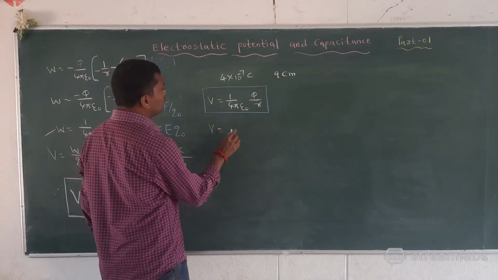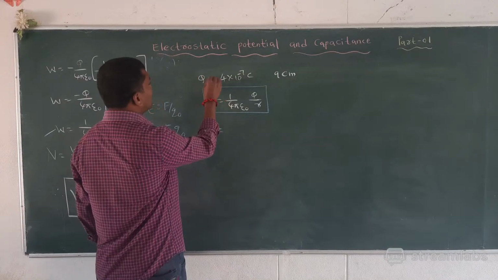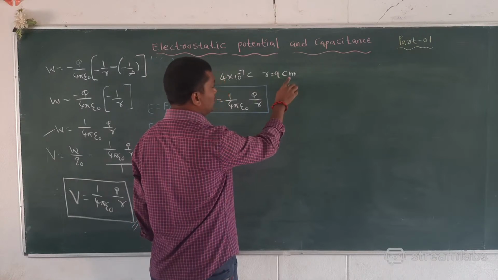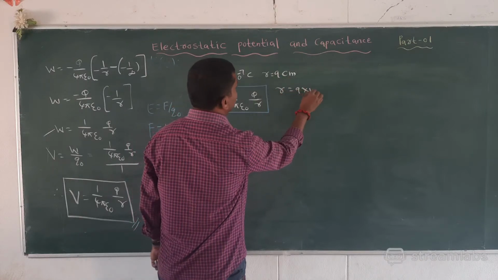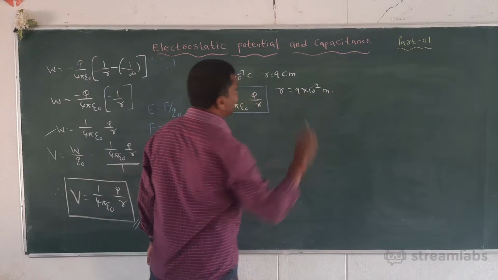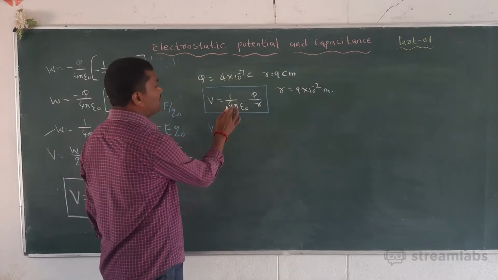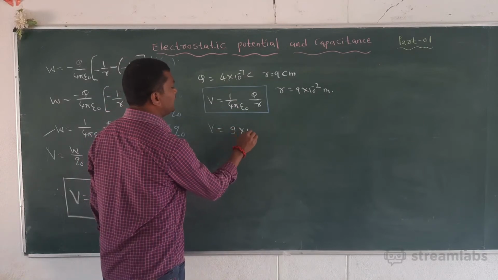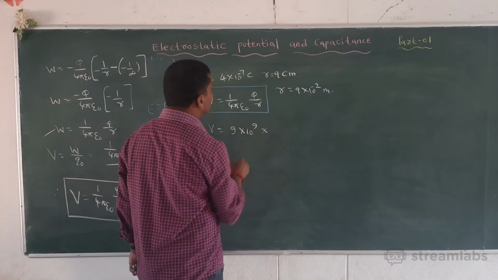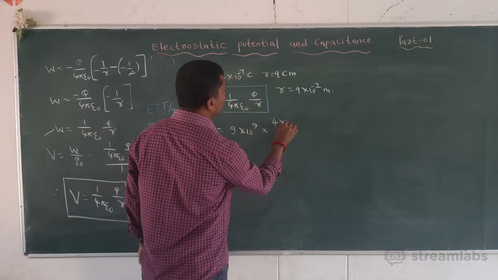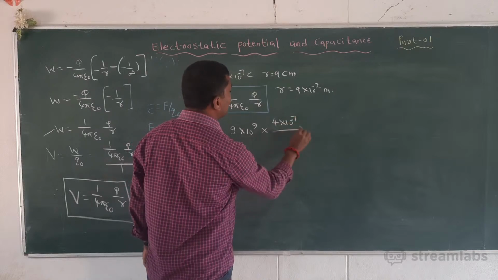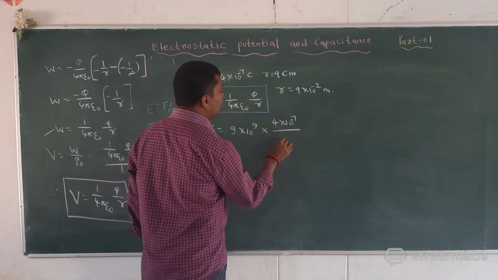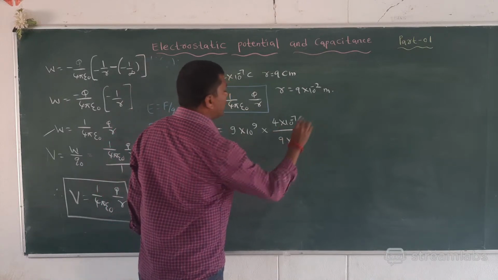V is equal to, so this is the charge and this is the distance R. It is in centimeters, so now we can convert R into meters: 9 into 10⁻² meters. And next, V is equal to 1 by 4 pi epsilon naught, whose value we already know, 9 into 10⁹, into the Q value, 4 into 10⁻⁷ coulombs, whole by R, which is 9 into 10⁻².